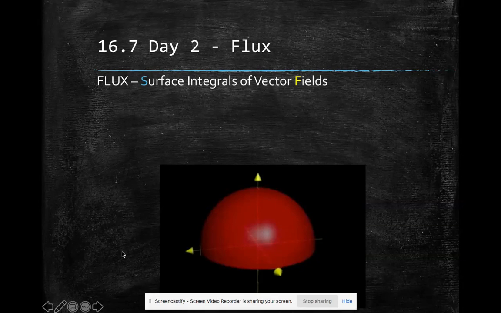Hey kids, time to do flux. Sounds like a cool word, doesn't it? Flux.